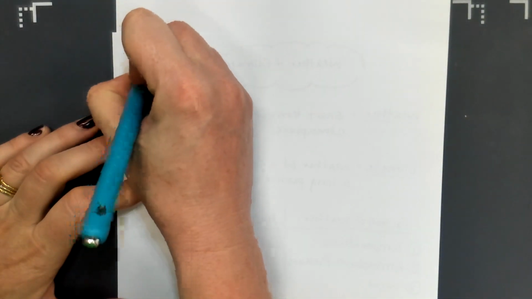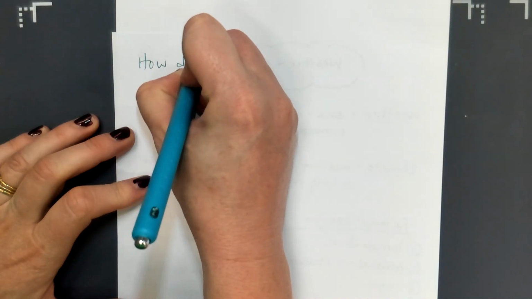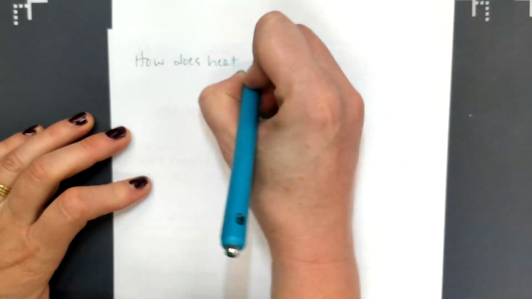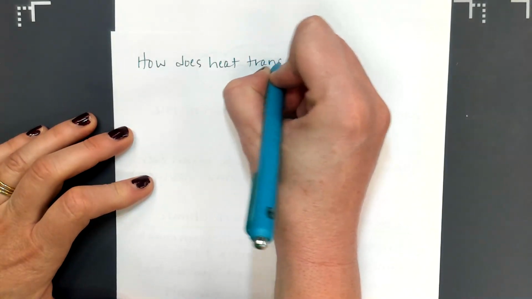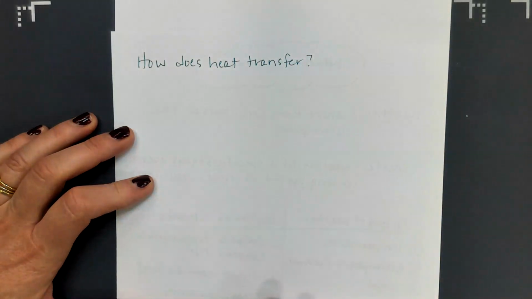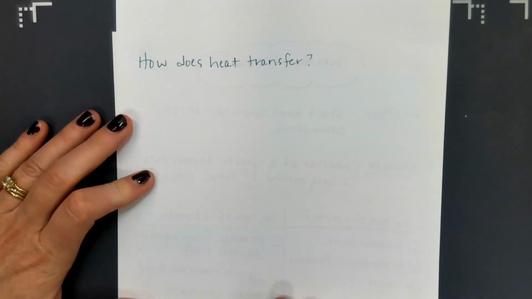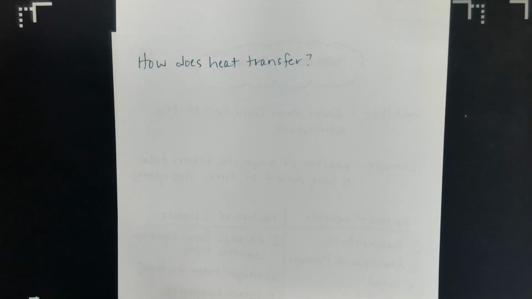Okay, so our little demonstration there talks about how heat transfers. So how does heat transfer? We're going to talk about two temperatures of matter, cold matter and then hot or warm matter. Remember, matter could be a solid, a liquid, or a gas.